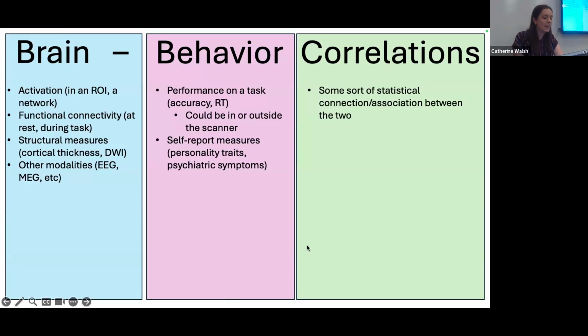And finally, correlations is some kind of statistical association or connection between the two things. And this is going to be a theme throughout the lecture that I'm going to be giving today, that this is very much defined by your research questions. There are some overarching things to think about, and there isn't always a single answer for these questions. But we're going to get into that.